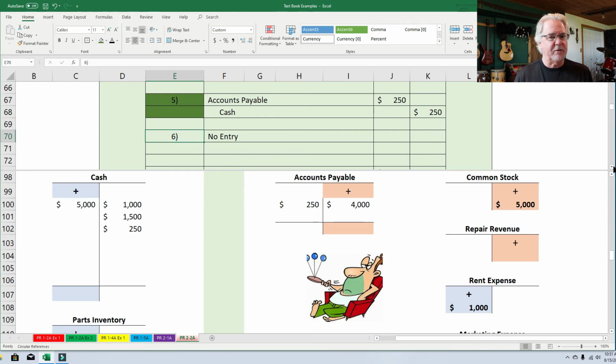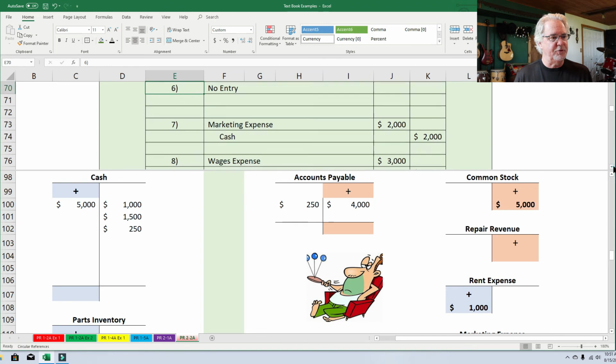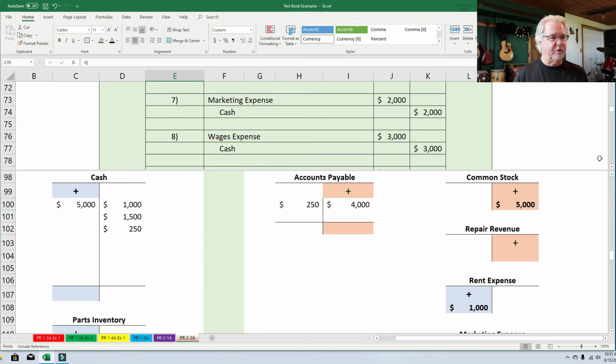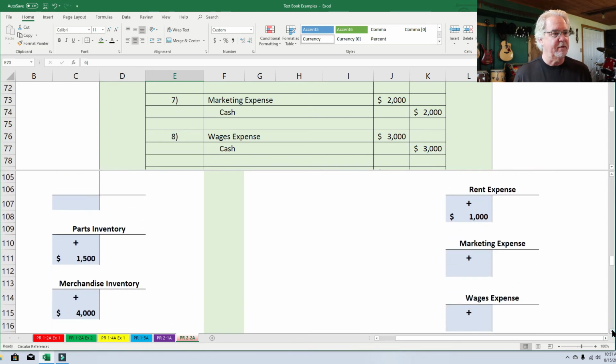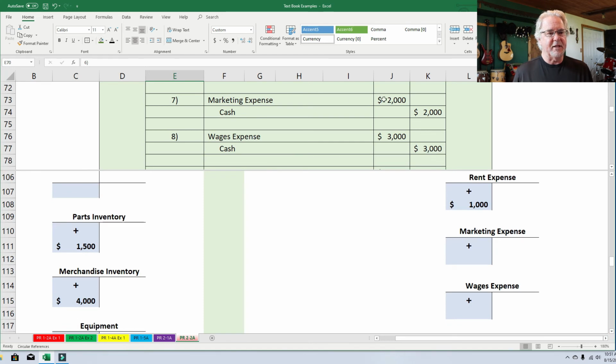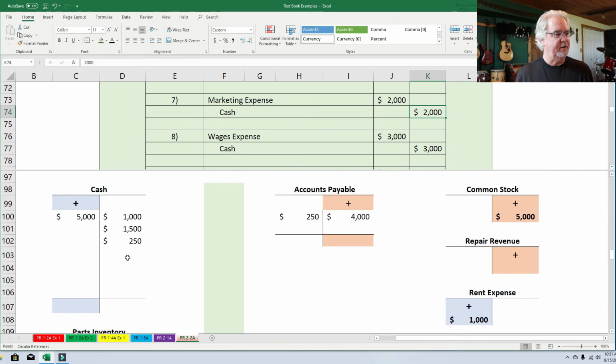Don't get sloppy or lazy, folks. Take your time, do a good job, don't hurry. It'll go smoothly, it'll be easy, and you'll say, hey, this accounting's not so bad. I don't mess up. Marketing expense on the left for $2,000. And cash is on the right for $2,000. So let's go to our cash account. There it is on the right. So all we're doing is transferring numbers. This really requires no brain power whatsoever.